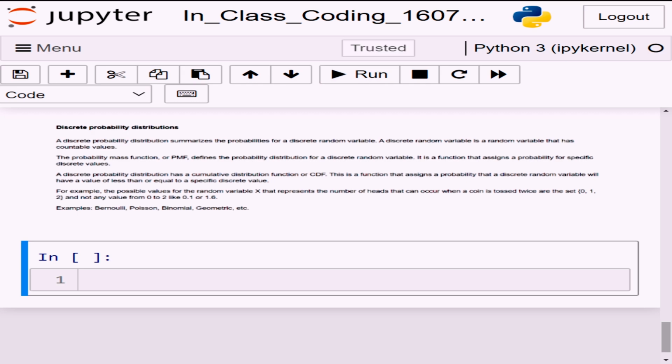Examples are what is important. Consider the possible values a random variable x can take. Whenever a coin is tossed, I have given the same example here. Whenever a coin is tossed twice, you can have values like 0, 1, or 2, correct? At the same time, you don't have values like 0.1, 1.6, etc. coming into the picture. Because of that, the distribution becomes a discrete thing.